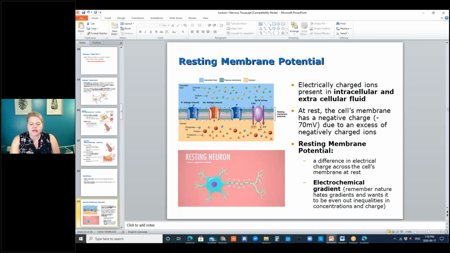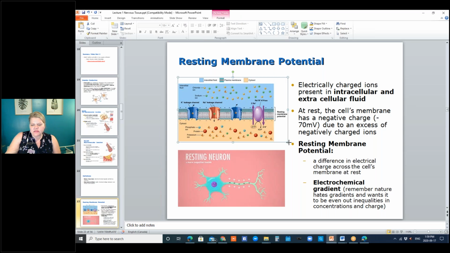So the first thing you need to understand is the resting membrane potential. When a neuron is at rest, the neuron has a very specific charge to the plasma membrane, and it's negative. So at rest, the cell's membrane has a negative charge of minus 70 millivolts. And this is due to an excess of negatively charged ions on the inside of the cell. So here we have a neuron and we have the axon, and you can see the negative inside the axon and the positive in the interstitial fluid surrounding this neuron.